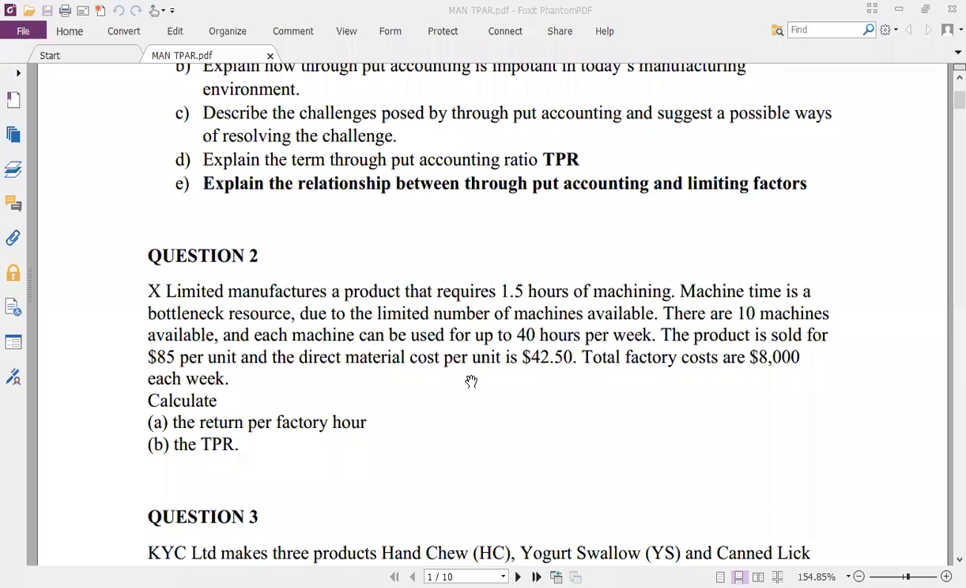Now let's see how best we can do it. So it says X Limited. First, required. Calculate the return per factory hour. So that's the throughput per limiting factor. That is it. So to calculate the throughput per limiting factor, looking for what? Throughput per what? Per the machine hour or the limiting factor. So it said X Limited manufactures a product that requires 1.5.